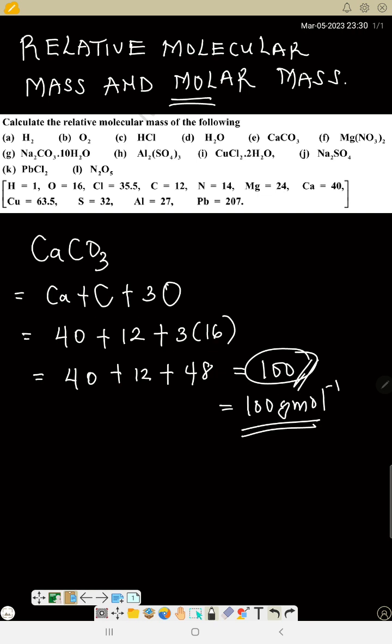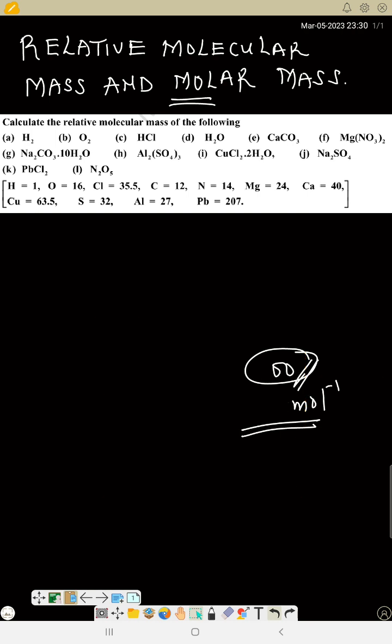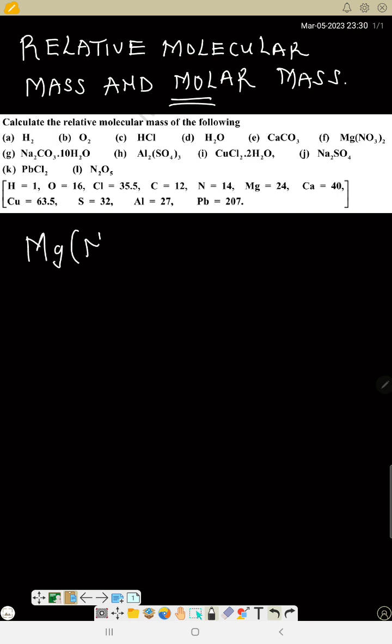Now CaCO3 is what? That is calcium carbonate. Remember, I said CO3 is carbonate. So calcium carbonate, or calcium trioxocarbonate(IV), because CO3 is also trioxocarbonate(IV). So this is calcium trioxocarbonate(IV). The next one is magnesium nitrate.